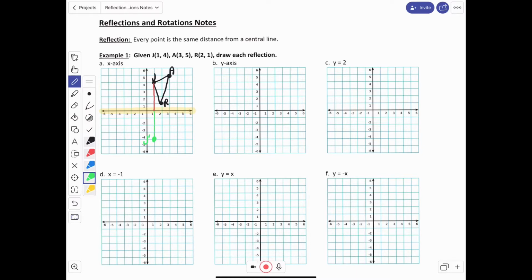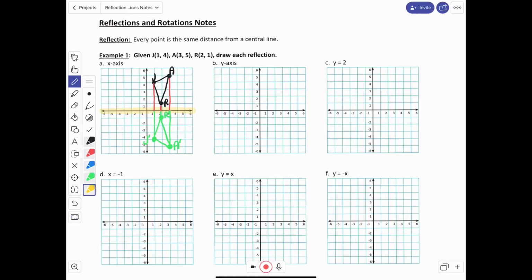R is 1 unit away, so we would go 1 unit away here. Here's where our new point would be for R. And then for A, we're 1, 2, 3, 4, 5 units away, so we go 1, 2, 3, 4, 5 units away. So here's the new A. There's our reflection across the x-axis.